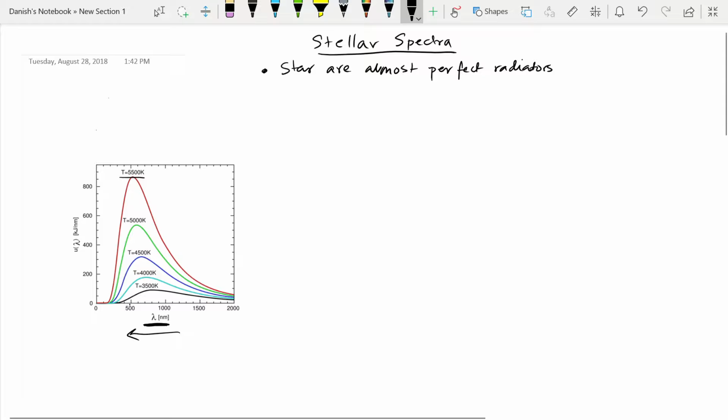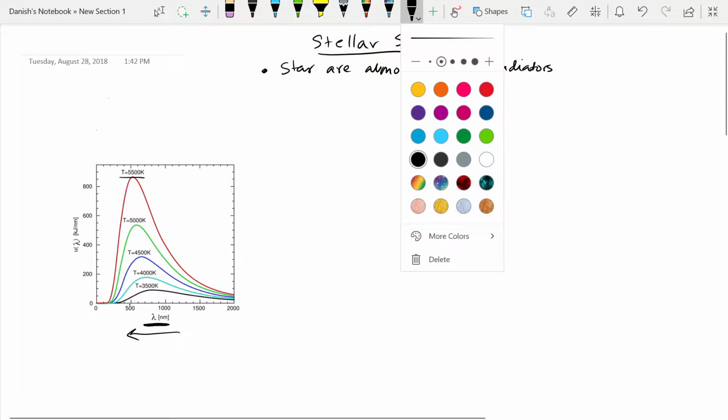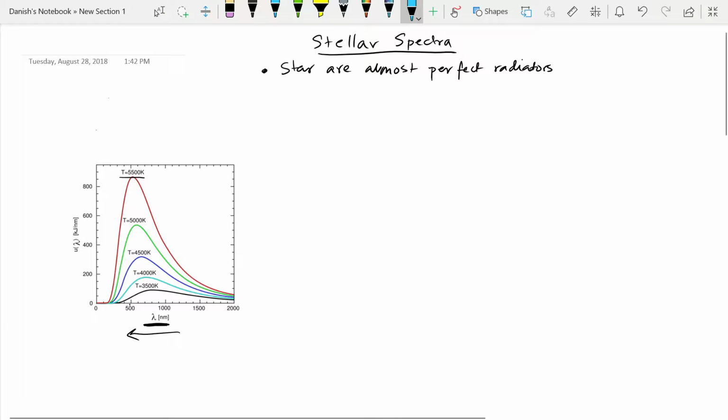But we also know that as the temperature increases, we see that this area is getting bigger. This is the biggest area because it's the biggest temperature. So the area tells us about the total amount of power, or the total radiation that is being emitted by the black body, and in this case by the star, since stars are almost perfect radiators.